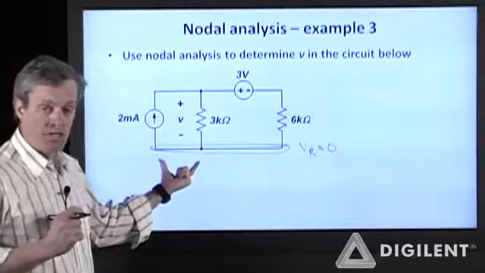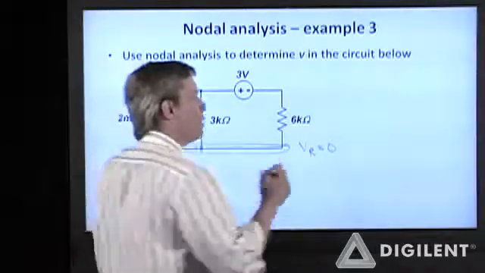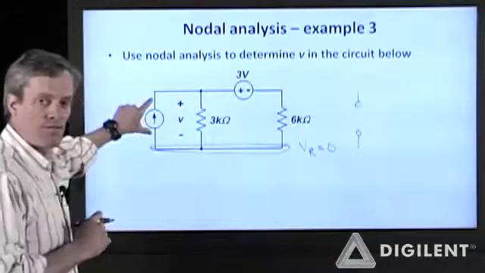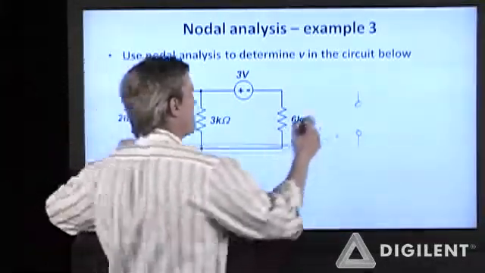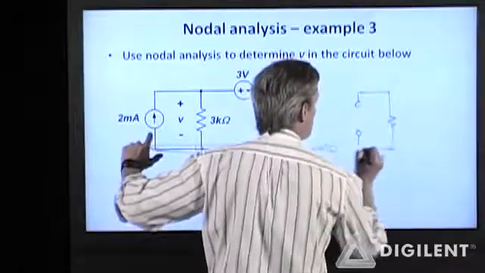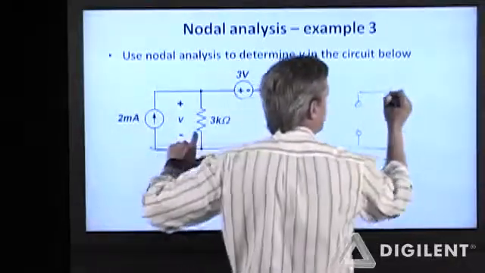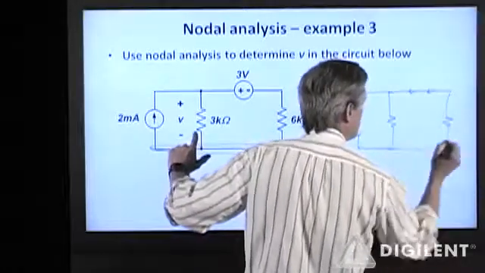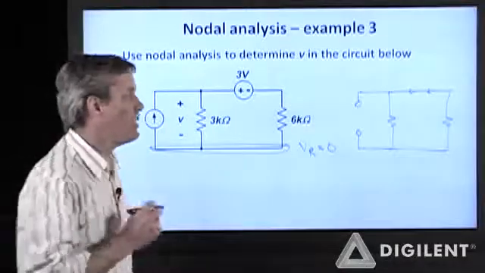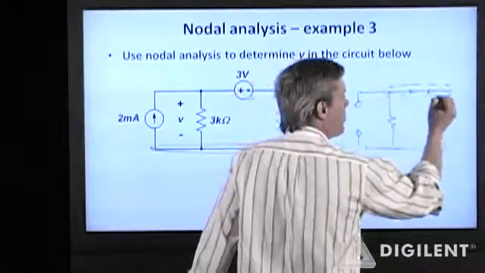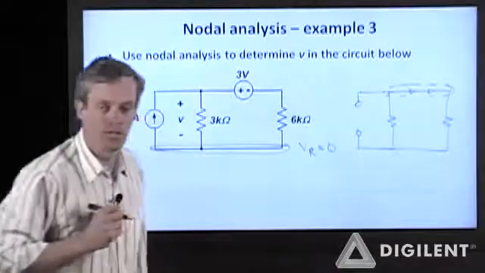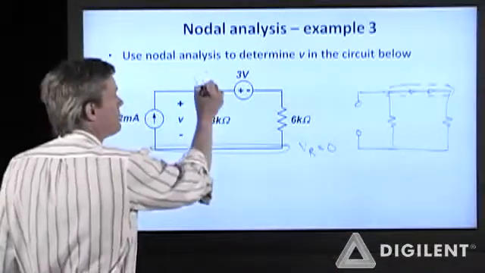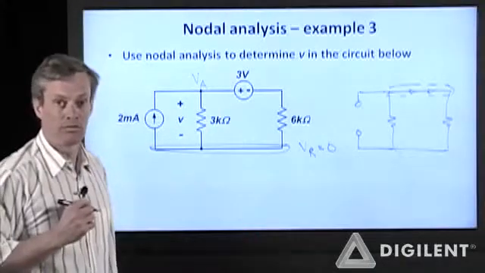Kill your sources and determine your independent nodes. This circuit becomes this. The 2 amp source becomes an open circuit. I have a resistance here which remains in place. The voltage source becomes a short circuit, and I have another resistor there. So I only really have one independent node. So I only need a single node. Let's call it V sub A here. Okay?